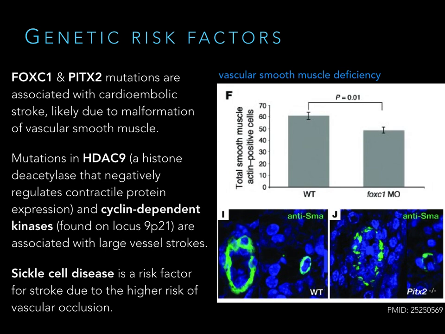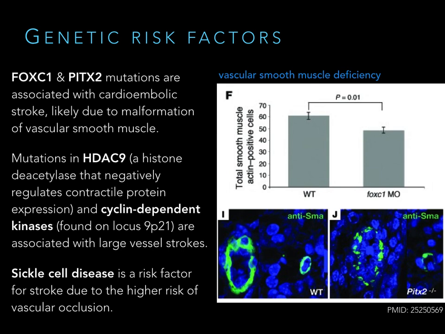WT just means wild type. In panel I, we can see fairly uniform actin staining in these large and small blood vessels. On the right, the PITX2 knockouts. Here we can see the staining of actin is abnormal. We don't have actin distributed throughout the entire vascular wall, and as a result, this blood vessel is going to have reduced contractile properties and be prone to hemorrhage.